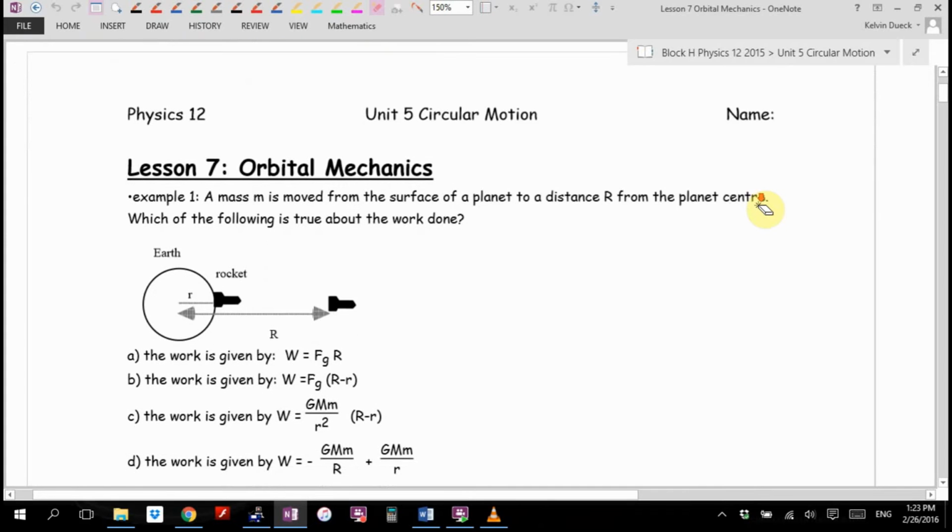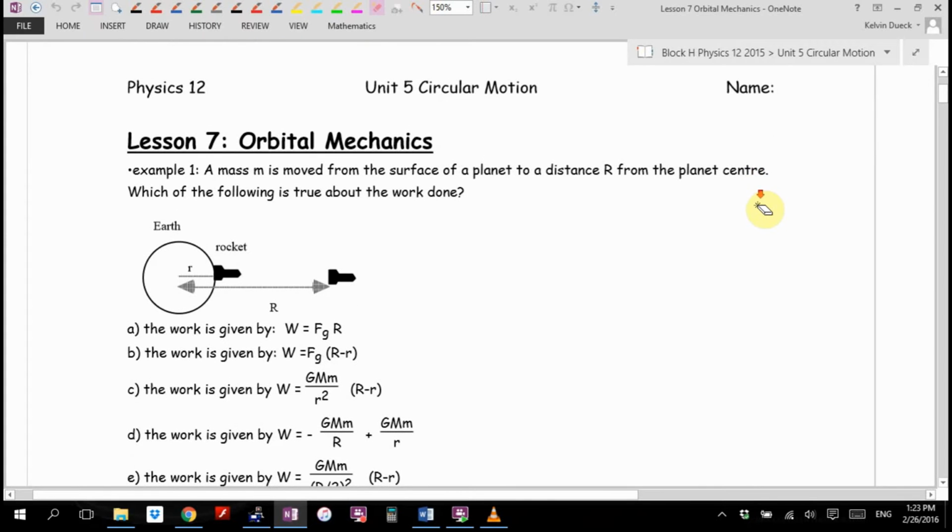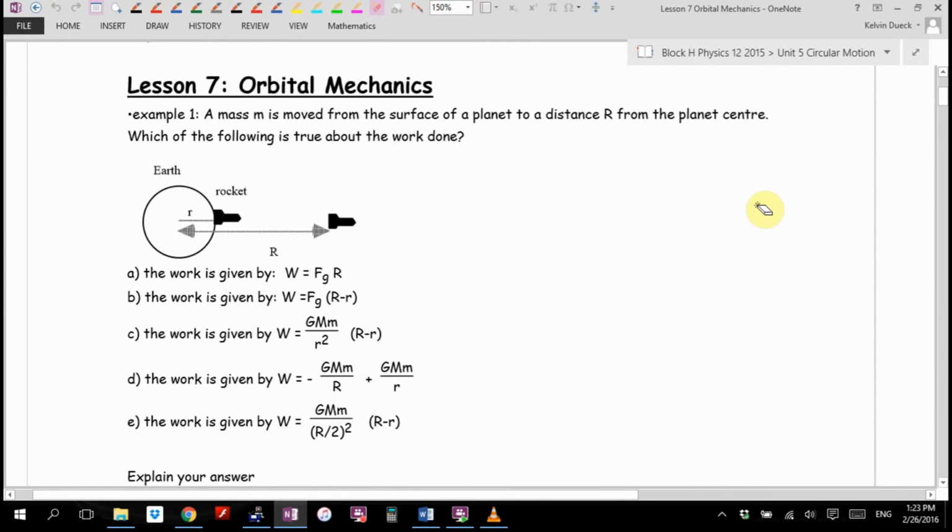So, a little thought experiment. Hey, this gives us a chance to vote, I think. A mass, how about a rocket ship, is moved from the surface of a planet to a distance big R from the center. Which of the following is true about the work done? So I've given you, count them, 5 equations to explain the work done. Which of those do we think is correct?